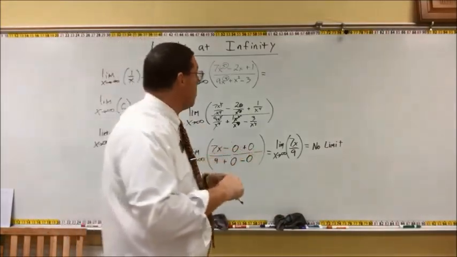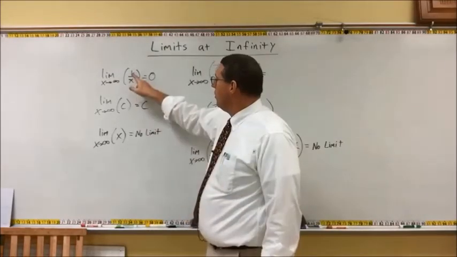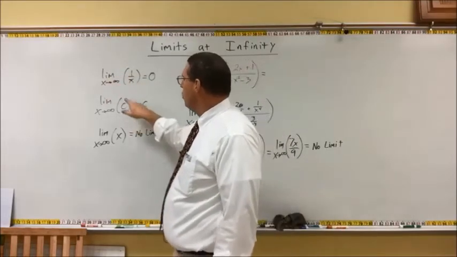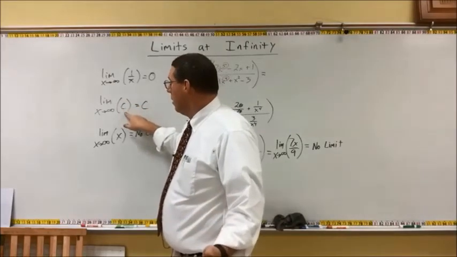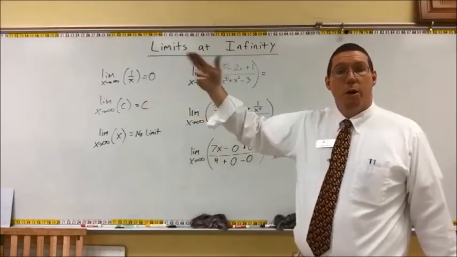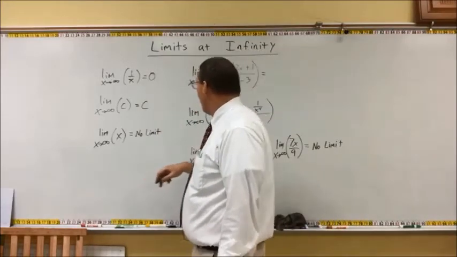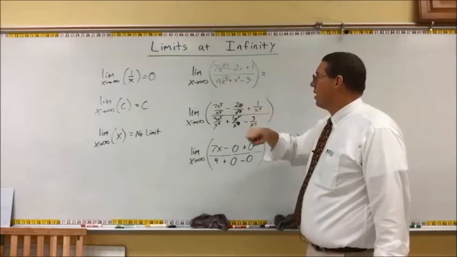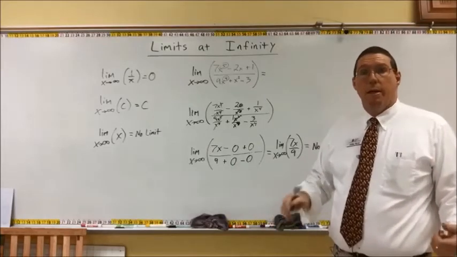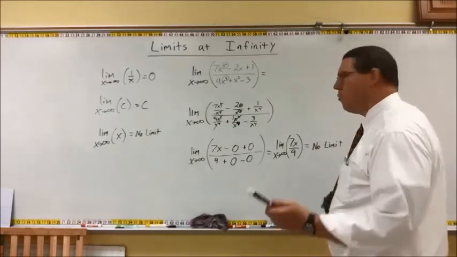So there's only really 3 possible answers, and you're looking at them pretty much right here. When the power of the denominator is larger, the limit at infinity is 0. When the power of the numerator and denominator are the same, the limit at infinity is going to be a constant that is not 0. It's going to be the ratio of the lead coefficients of the numerator and the denominator. And if the power of the numerator is higher than the power of the denominator, then the answer is no limit. That means there is no horizontal asymptote. It goes up forever or it goes down forever. Okay? All right. Let's do a couple of examples.